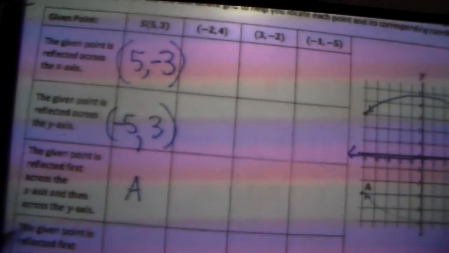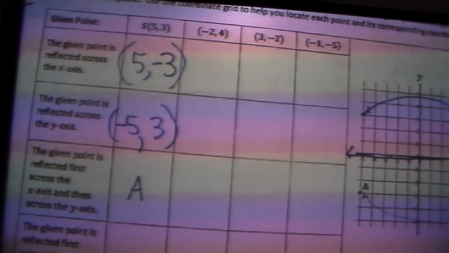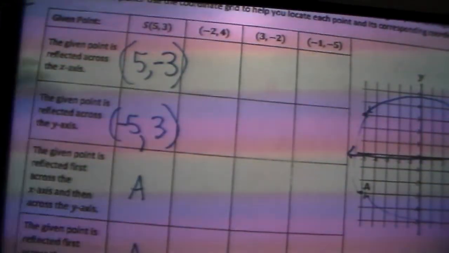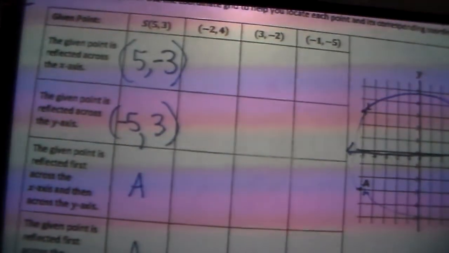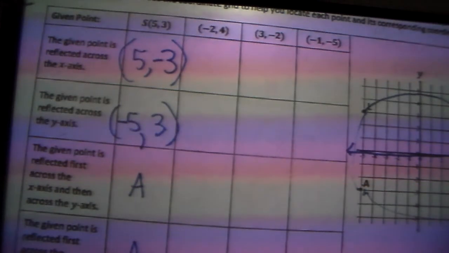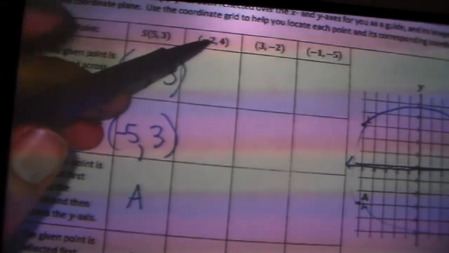Now on the last one it says go across the y-axis, then the x-axis. Guess where we end up again? It says go across the y, go across the x again. So when we do one of those double reflections, we always end up down here, as long as this is our starting point.